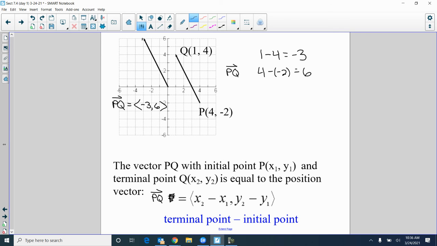All right, take a look at that one below. They give you the initial point. They give you the terminal point. Give me the position vector. What's that going to be? Where it says let V be a vector with initial point negative 5, 4, and terminal point negative 2, negative 2, write V as a position vector. All right, so think about that. Terminal point minus initial point.